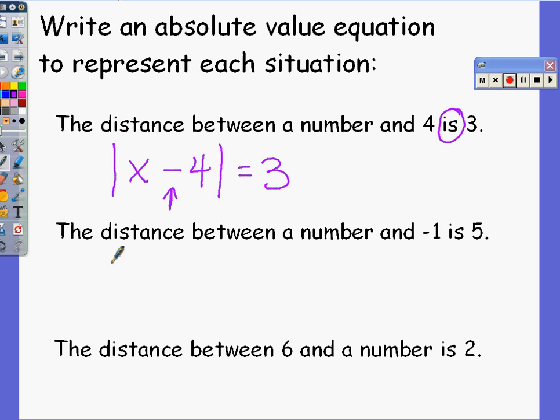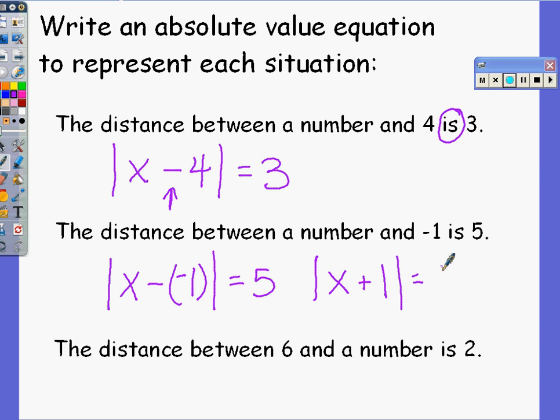It says the distance between a number and -1 is 5. And we talked about in class, to write this correctly, we need to realize that there's two negative signs, and that results in a positive. So we want to write our absolute value equations with negative numbers as addition instead of subtraction. So we have the absolute value of x plus 1 equals 5.